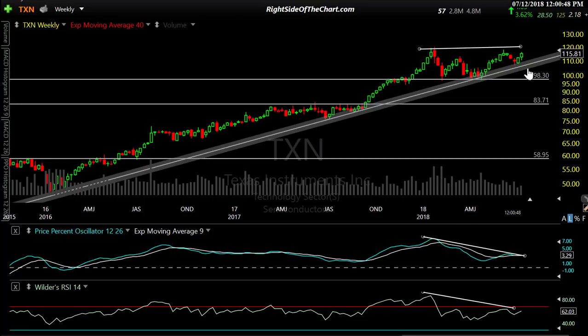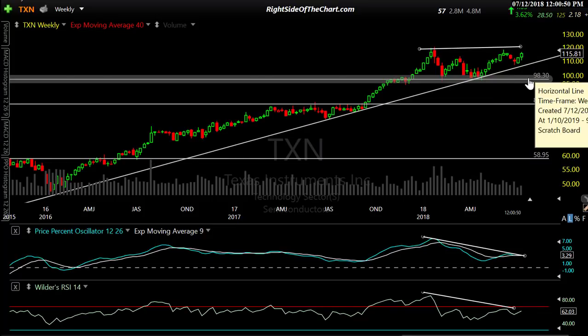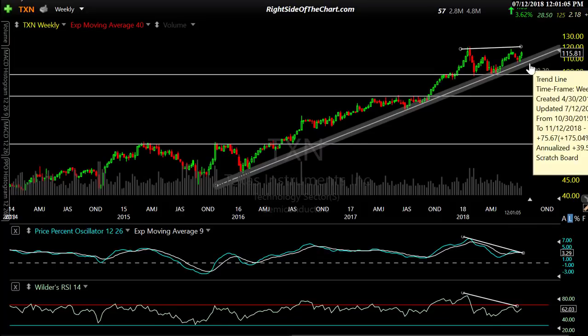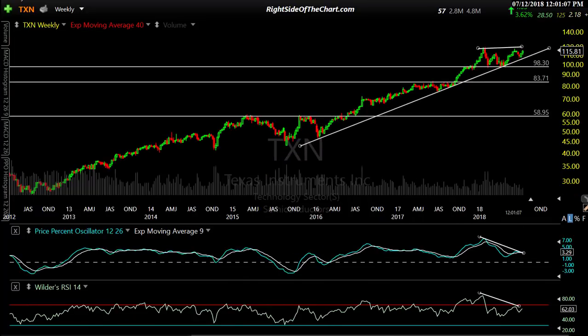So when we see Texas Instruments break that trend line, we have a very important support level about 98.30, and that's what we're seeing with a lot of these semis. You see this box range that I covered. So really the nail in the coffin for Texas Instruments comes on a weekly close under 98.30. But of course your first sell signal would be a break of that trend line.